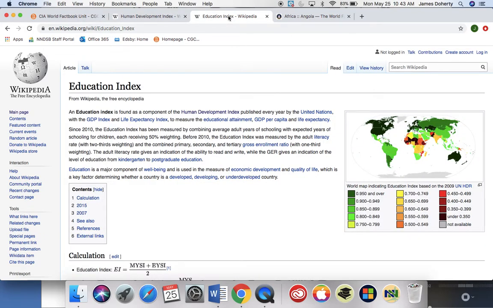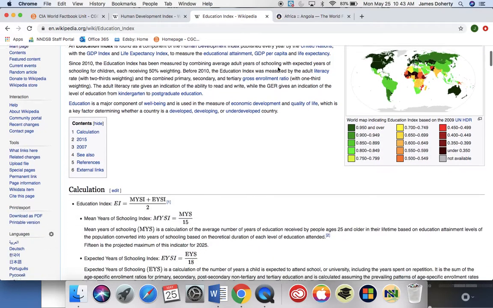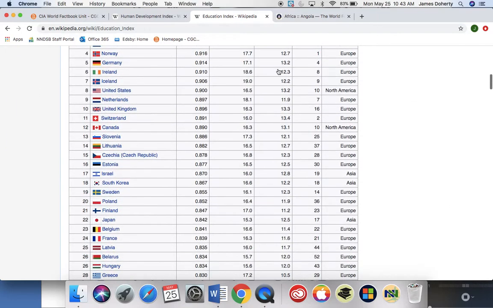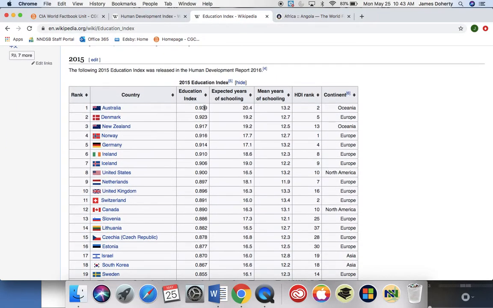Education Index is another one on Wikipedia that you will want to get to know. Typically it ranks all the countries, it gives them a score similar to the HDI. There's an education index. It gives you a score out of 1.0. The number one rated country in 2015 for their education was actually Australia. So you know that they're first, that's awesome.